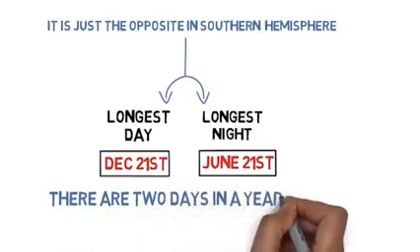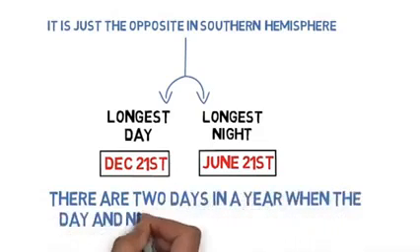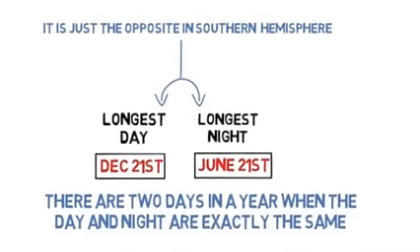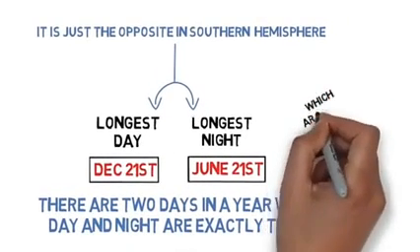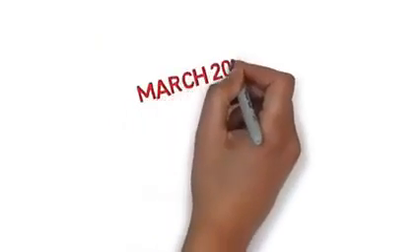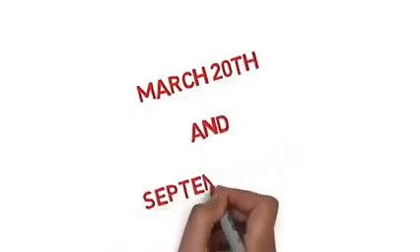But there are 2 days in a year when the duration of day and night are exactly the same. Can you try and guess? Well, these are 20th March and 23rd September.